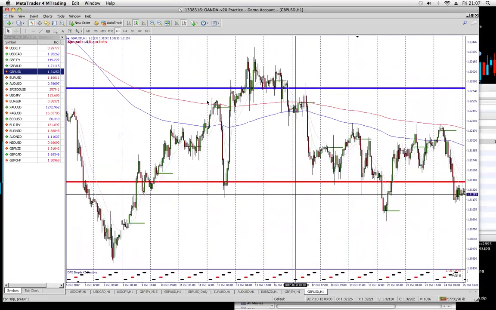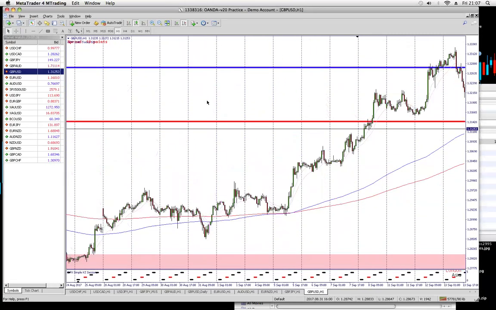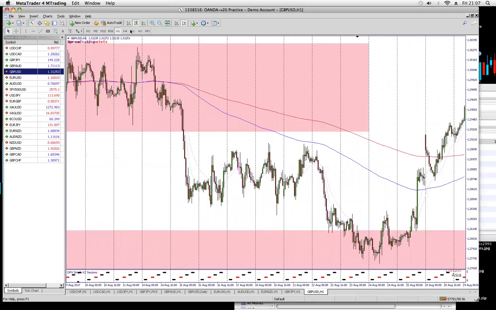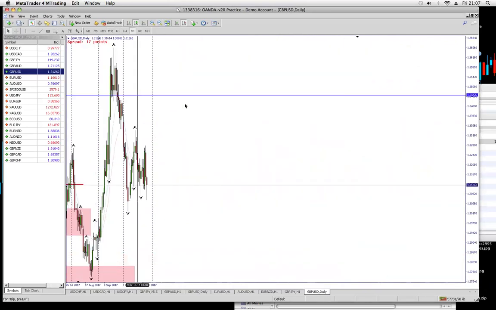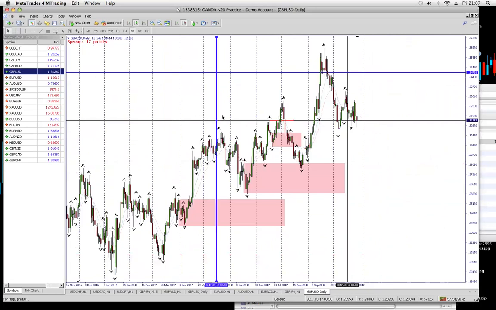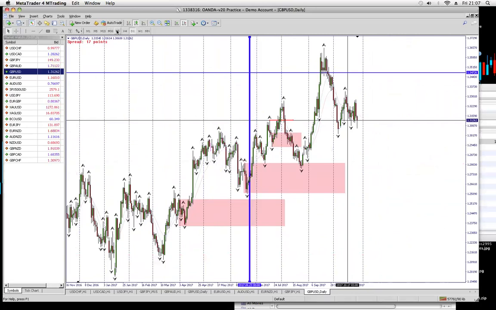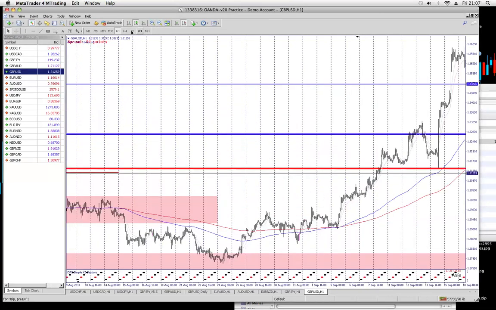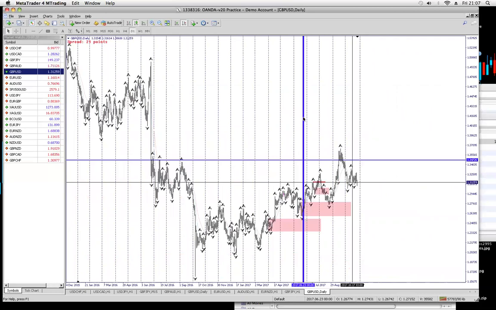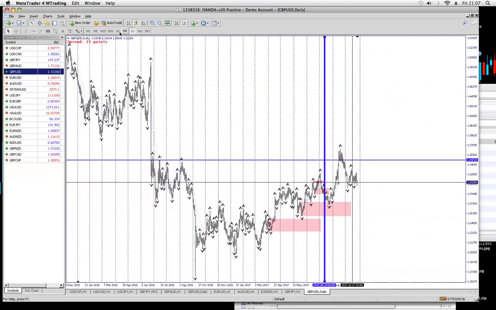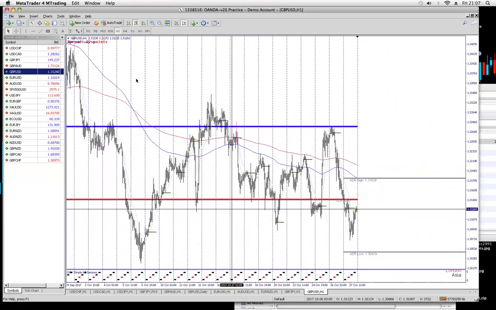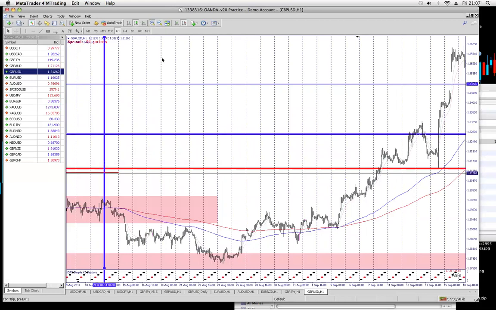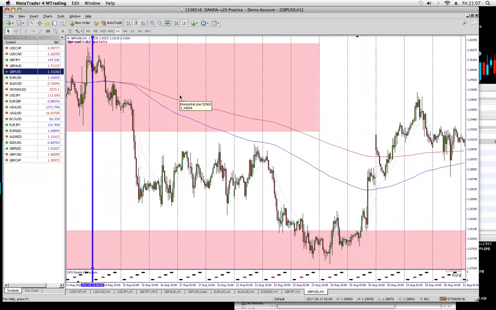Where's that line? I won't be able to get to it. Let's go from like here or something. I reset my MT4 and it's not got much data. Okay, let's go. Okay, cool. So we'll buy.